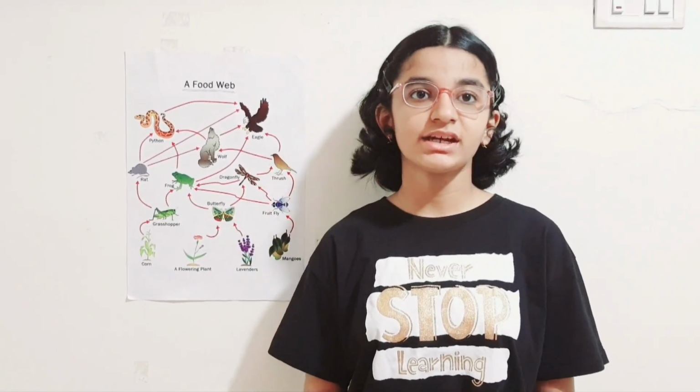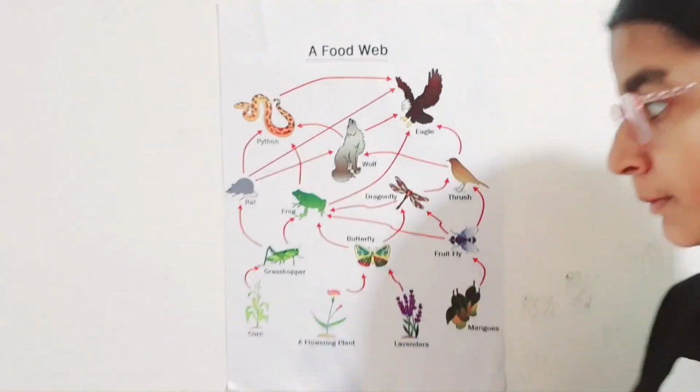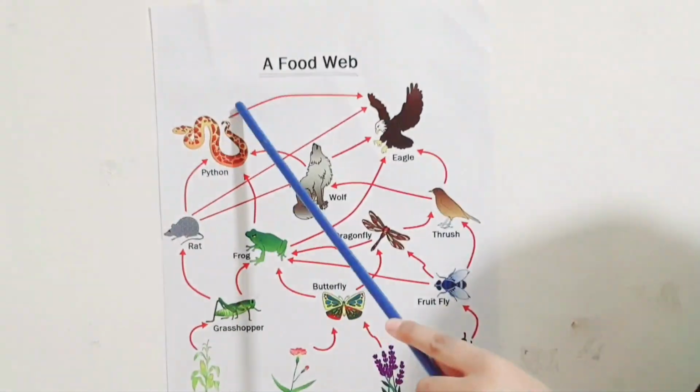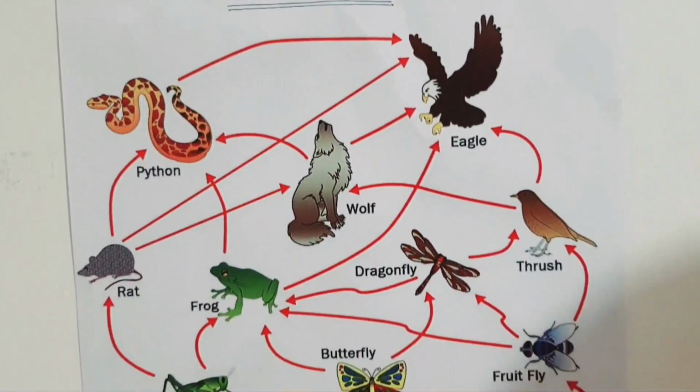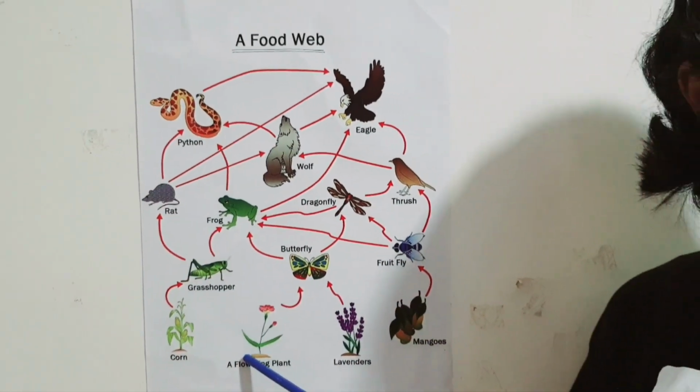Now let's talk about food web. Many interconnected food chains form a food web. The food web is similar to a food chain but is comparatively larger than a food chain. So here you can see the example of a food web. As you can see, there are many food chains over here, such as this, or like this. You can see how they are connected.